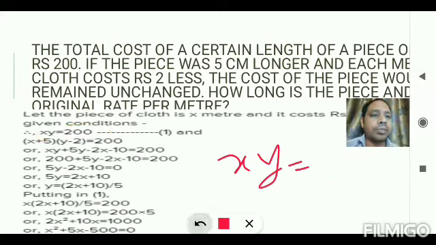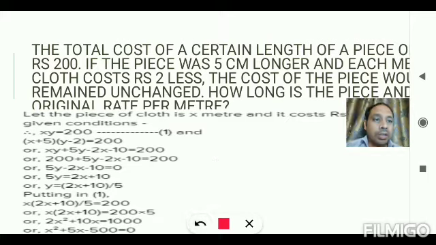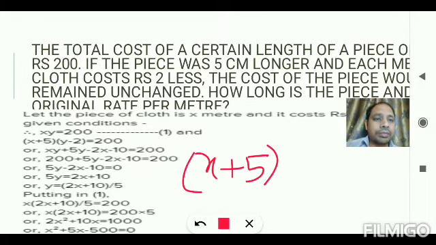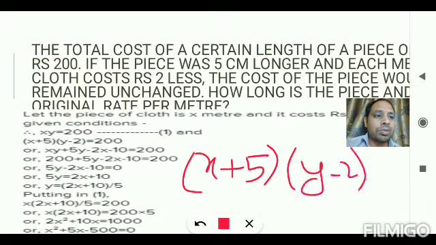Now if we increase the length by 5 meter, that means the new length will be x plus 5. And if we are decreasing the cost of cloth per meter by 2, therefore the new rate will be y minus 2, and there is no change in the total cost, that means it equals 200. That is given here.